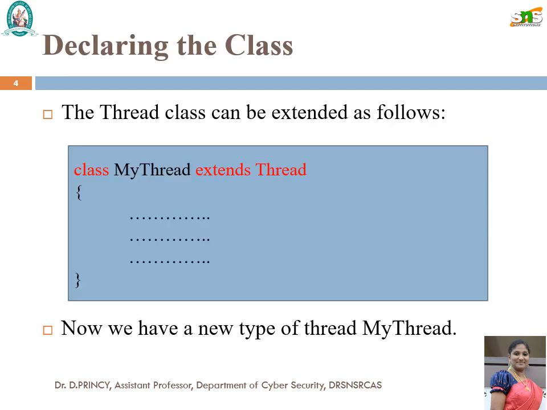Declaring the class. The Thread class can be extended as follows. Class keyword followed by a class name, that is, a new class name defined by the user, then the extends keyword and the Thread class name. This Thread class name is a predefined class, so the class name must start with a capital letter, and within the body of the class we must write the run method, because the run method is the heart of the Thread class. Now we have a new type of thread called MyThread.